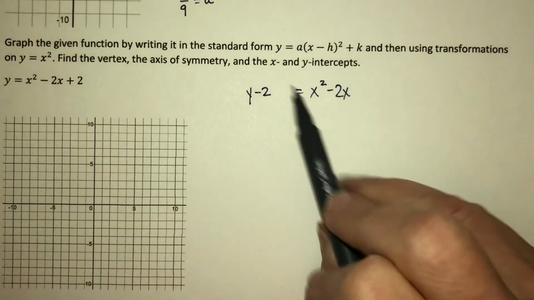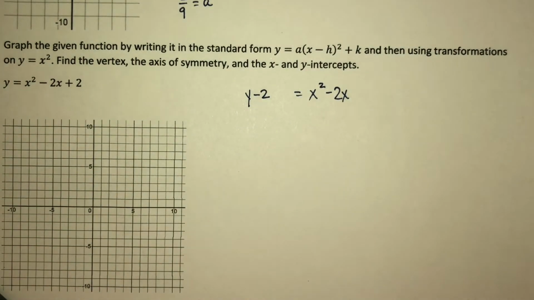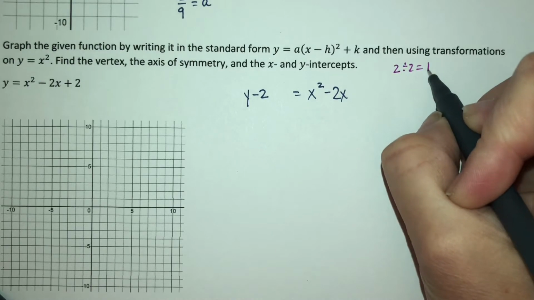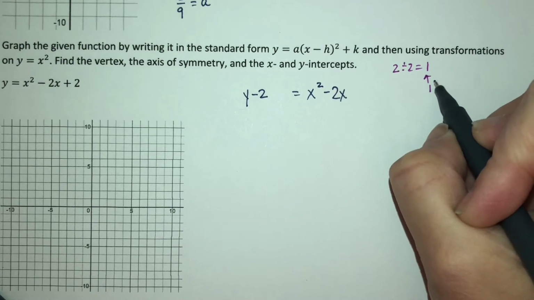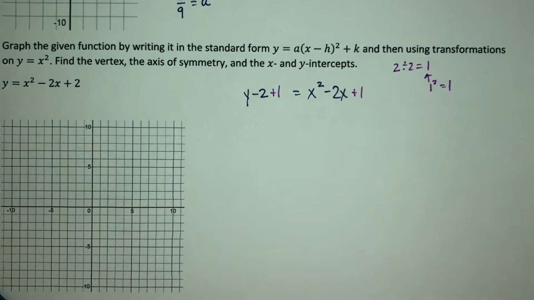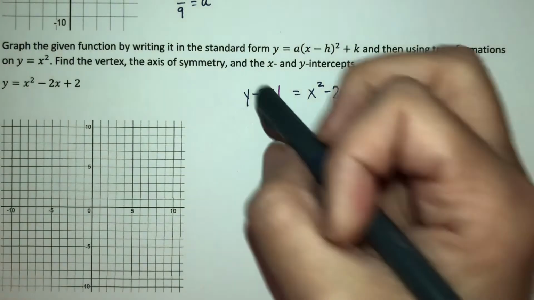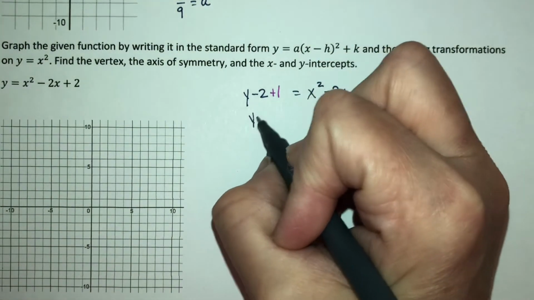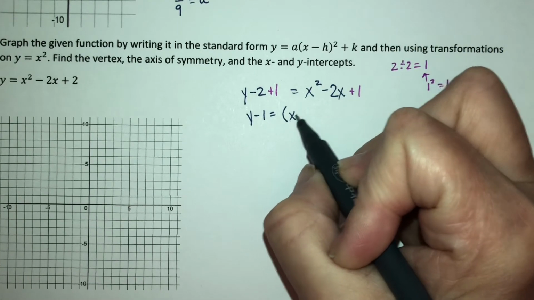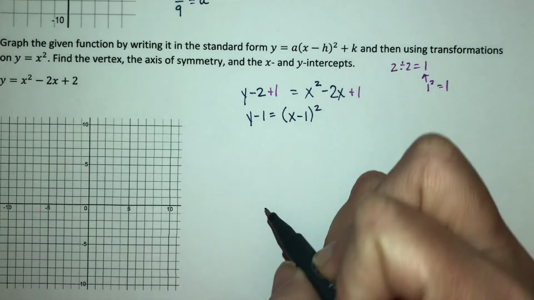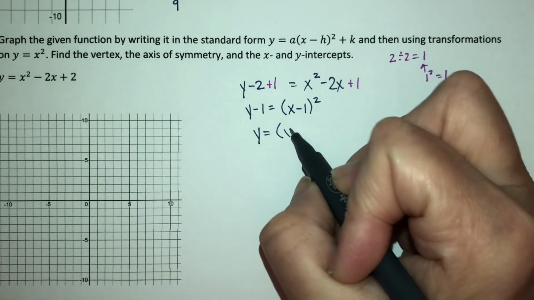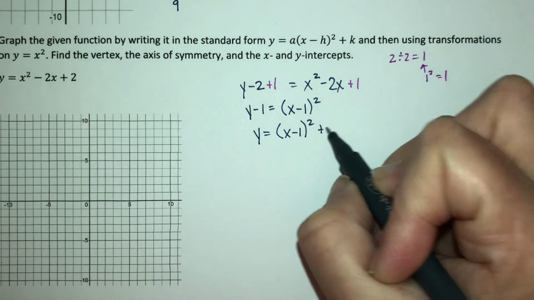Now to complete the square on this, we take the number in front of our x, which is 2, divide it by 2 to get 1, and then square it to get 1. So I'm going to add 1 to both sides. So I have y minus 1 is equal to, this is a perfect square trinomial, and it factors as (x - 1) squared. Now I'll move the 1 over. I have y = (x - 1)^2 + 1.